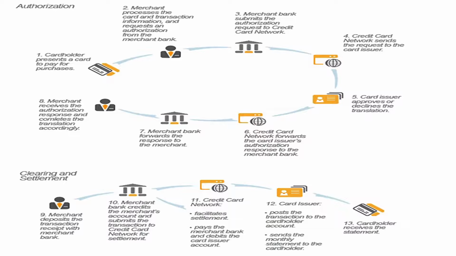The settlement process to get the money credited in the trader's account can take a few days and is as follows. The issuing bank sends the funds to the merchant's bank, which deposits the money into the trader's account. The payment is done for the goods or services.